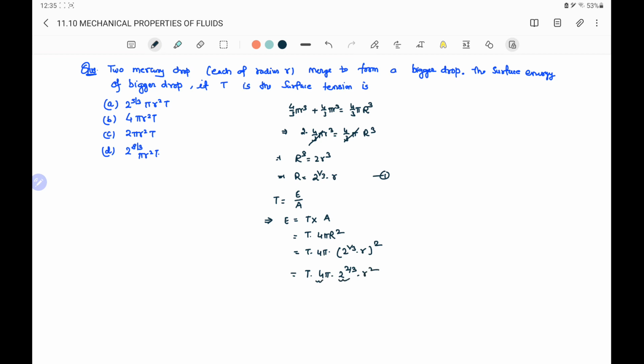Adding this, we will have 2 into 2 raised to power 2 into 2 raised to power 2 by 3 into pi into R square. And on simplifying, we will have t into 2 raised to power 2 plus 2 by 3 into pi R square, or it is equal to t into 2 raised to power 8 by 3 into pi R square. So option D is the correct option.